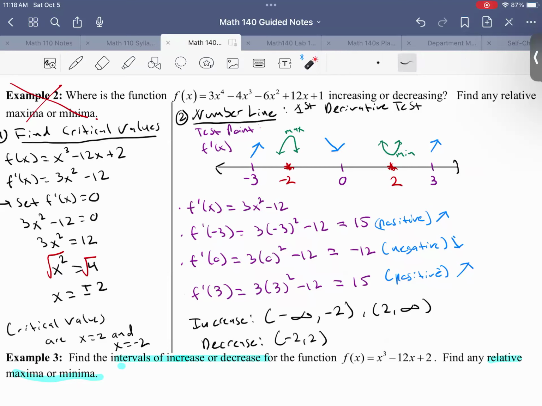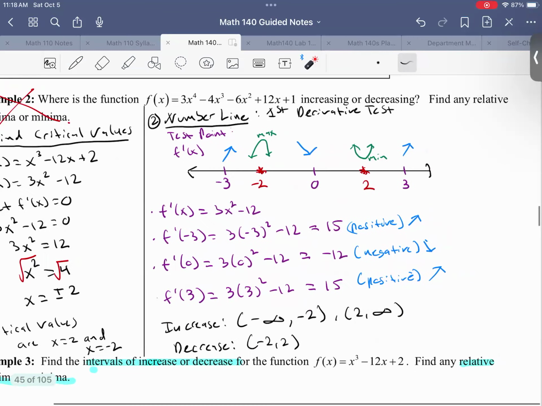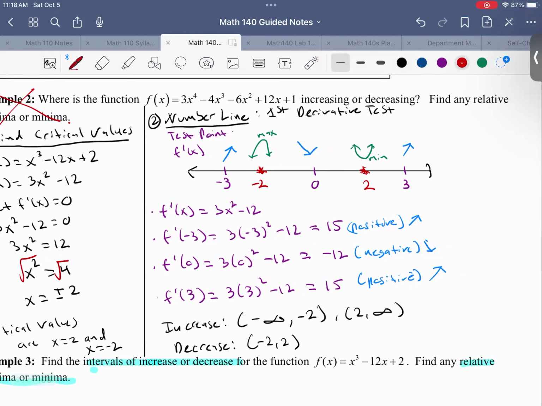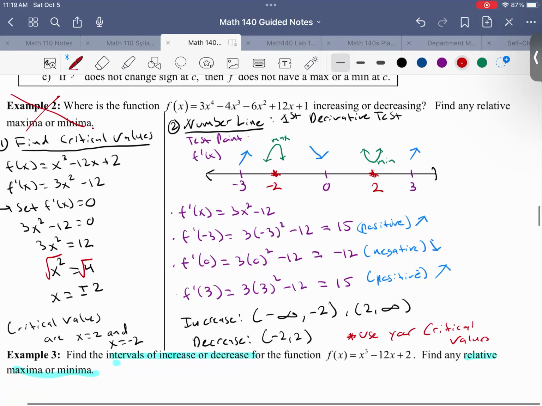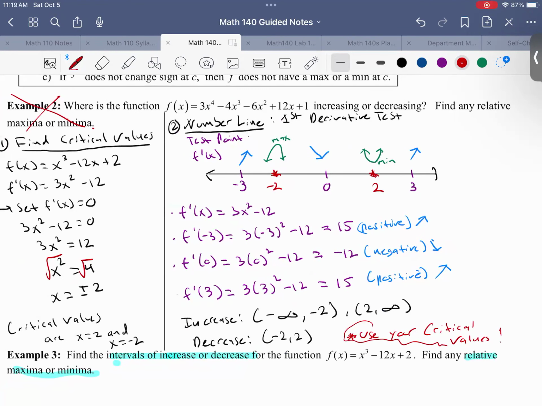Okay, so just be careful. Don't write the numbers you're testing out; that's an easy mistake. Always use your critical values. Let me write that note. Use your critical values. Don't use the ones in purple. Okay, all right. So that is finding increasing and decreasing.